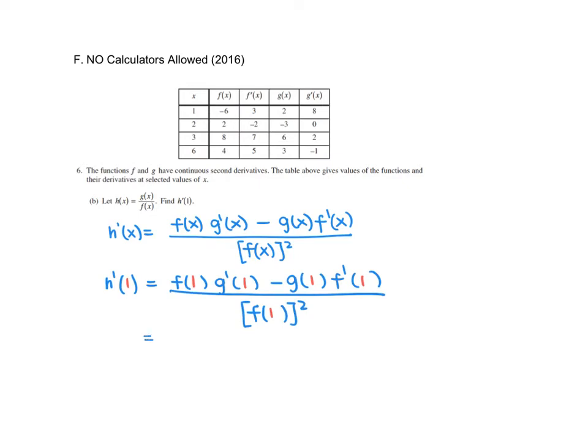So f of 1, when x is 1, f is negative 6. G prime of 1 is 8. G of 1 is 2. f prime of 1 is 3, all over f of 1, which we said earlier was negative 6. And make sure you put parentheses around that negative 6.